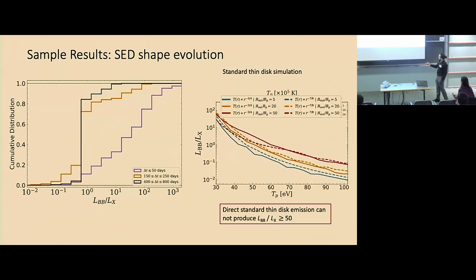So one thing we did in the paper is try to answer how much LBB over LX you can produce with direct disk emission. This is a set of simulations with different, reasonable parameters for TDEs: the size of the disk, the inner temperature, and the temperature as a function of radius. And basically, the answer is that you cannot produce more than a value of 50 with direct disk emission. This means that these values here at early times, which are much higher, up to 3,000, as I said in the introduction, cannot be powered by direct disk emission at these early times.